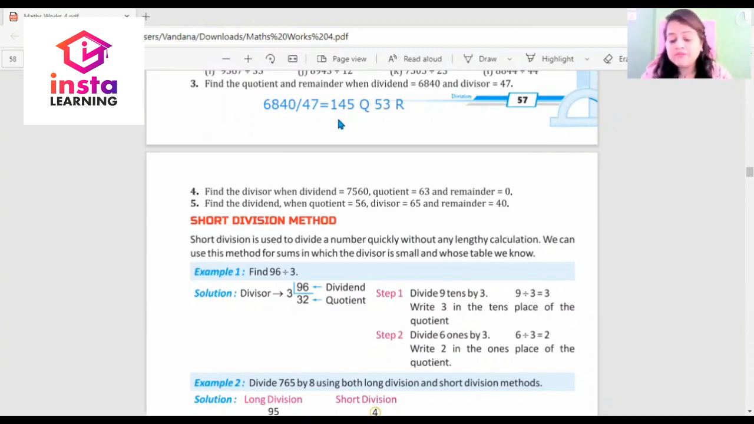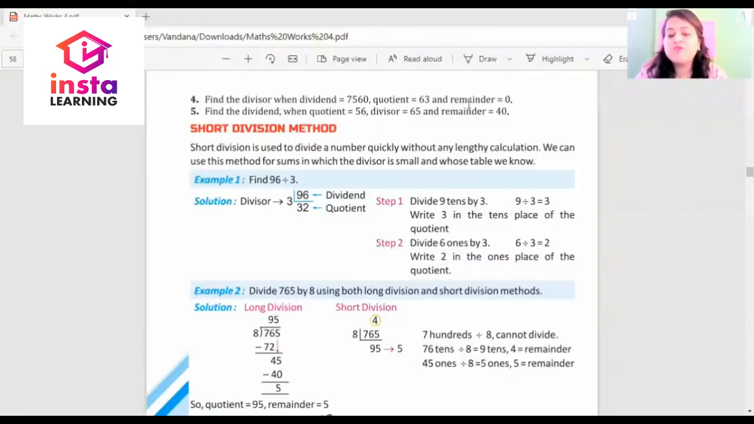By doing the long division method, you will get quotient 145 and 53 as your remainder. Okay, students, got it? So just match your answer with me and take out a notebook and do these sums. Word problems are very important in this chapter, okay? Now, students, it's your question number 4. Find the divisor and dividend.